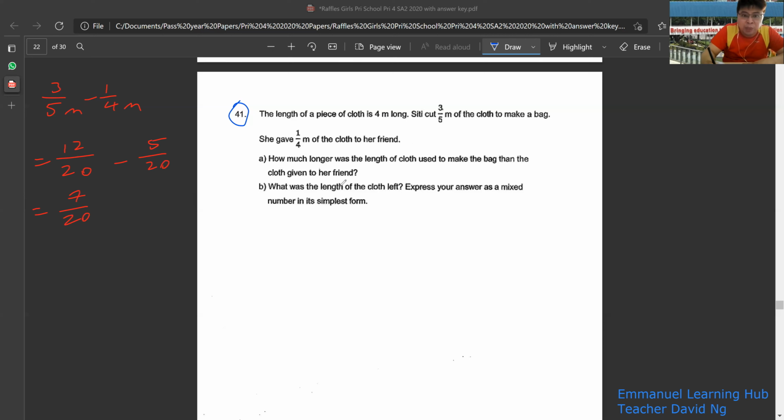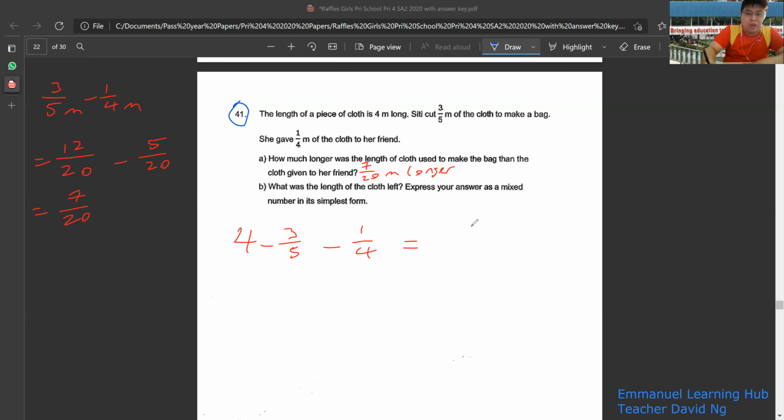Okay, 7/20 meters long. How much longer? 7/20 meters longer. What was the length of the cloth left? Left, 4 minus 3/5 minus 1/4.